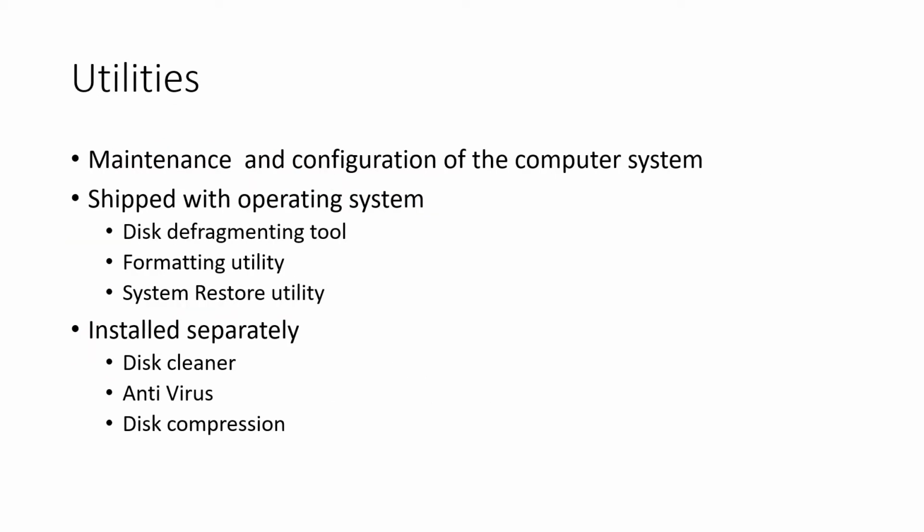The next one is the utility software. The utility software is the one which is responsible for the maintenance and the configuration of the computer system. By definition, we can say that utilities are those application programs that assist the computer by performing housekeeping functions. It means internal maintenance functions like backing up the disk, scanning and cleaning viruses, or arranging the information. Some important utilities we will look at now, and they come under 2 types: one set is shipped with the operating system and the other one is installed separately.